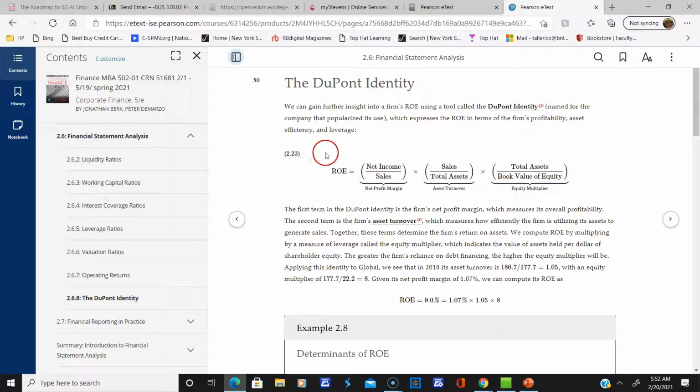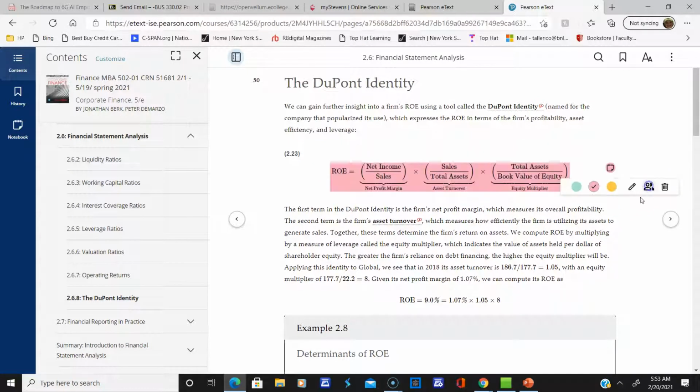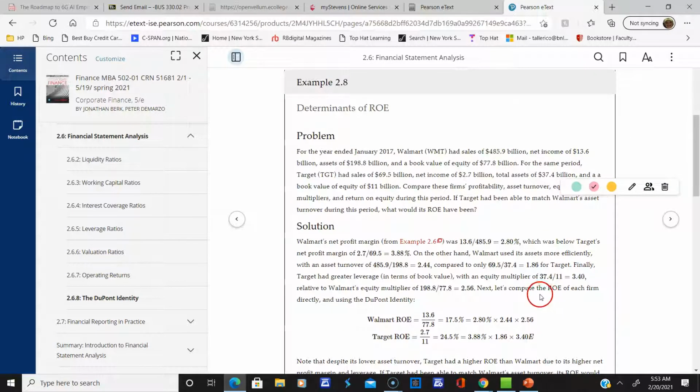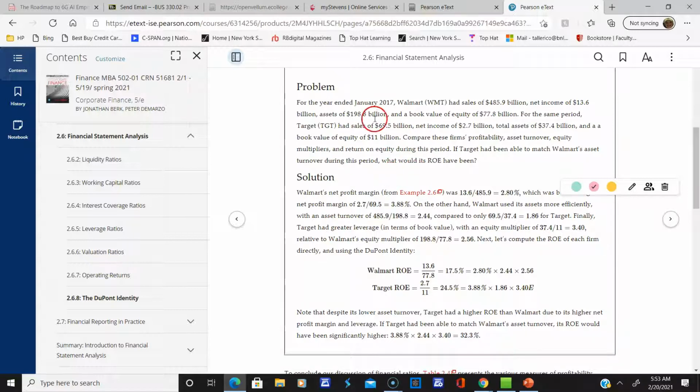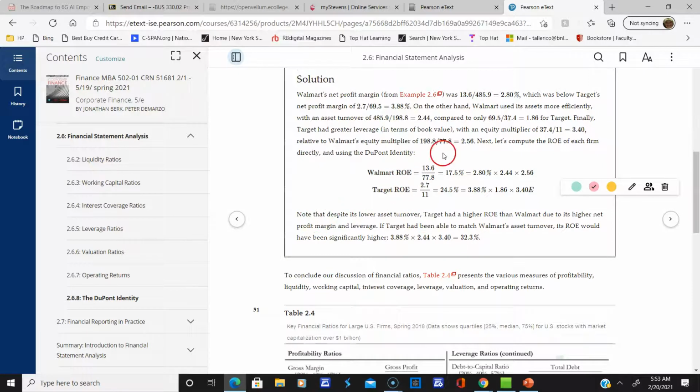All right, so we're getting to the DuPont identity. All the DuPont identity does is take a couple of ratios and combine them here. That's all it is. And again, go through this example and find where these numbers are coming from. They compare Walmart and Target here.